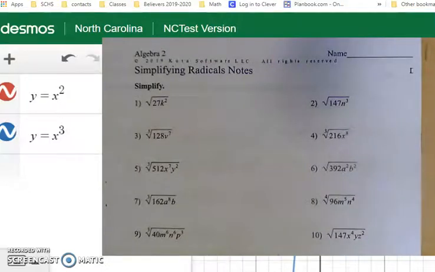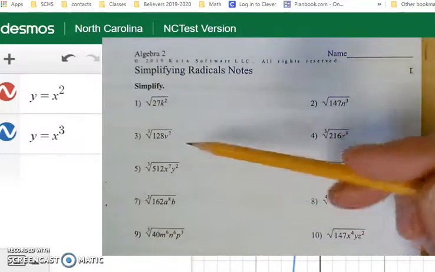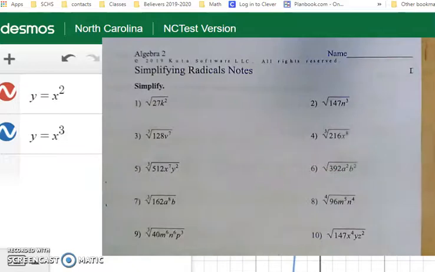Before we get involved too far with that, this would be the review notes that we're looking at, 1 through 10. If you don't already have that, you can hit pause here and copy those down. I'm going to be looking at the odd problems here, and then I'll let you work on the even and I'll show you the answers.